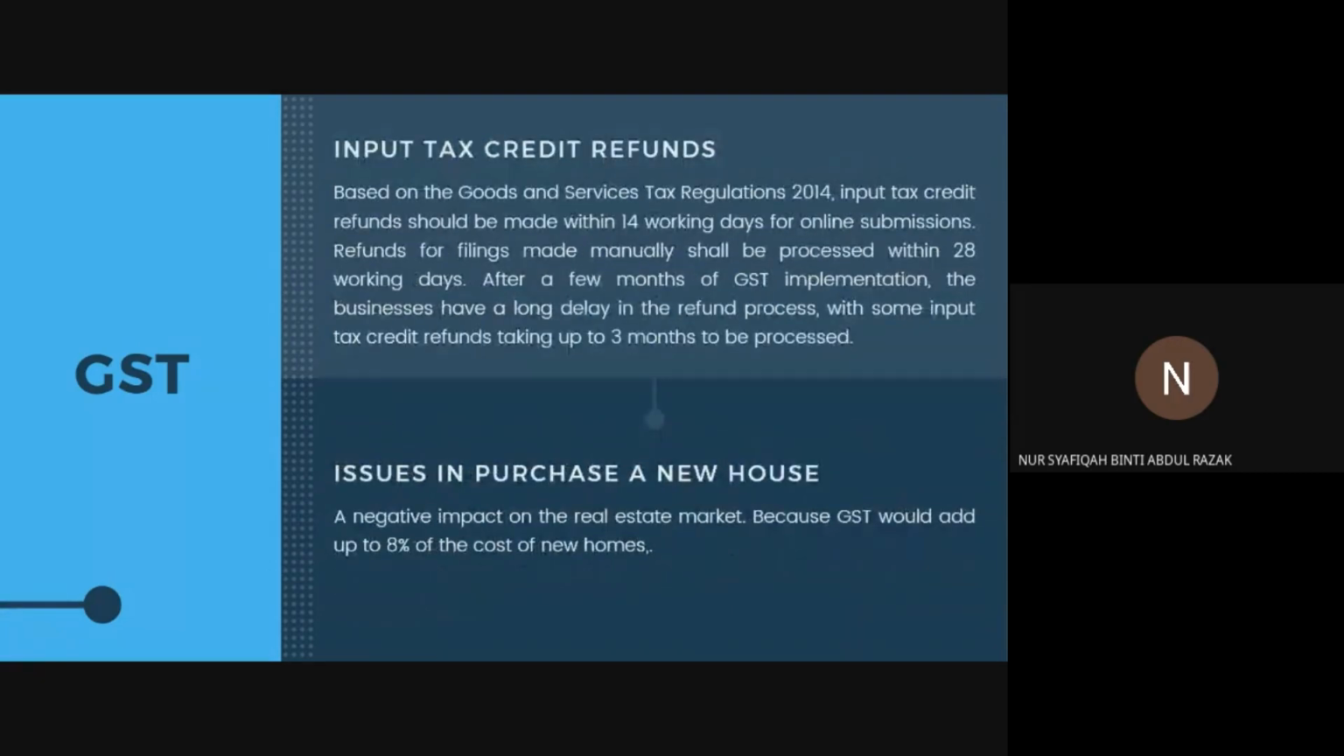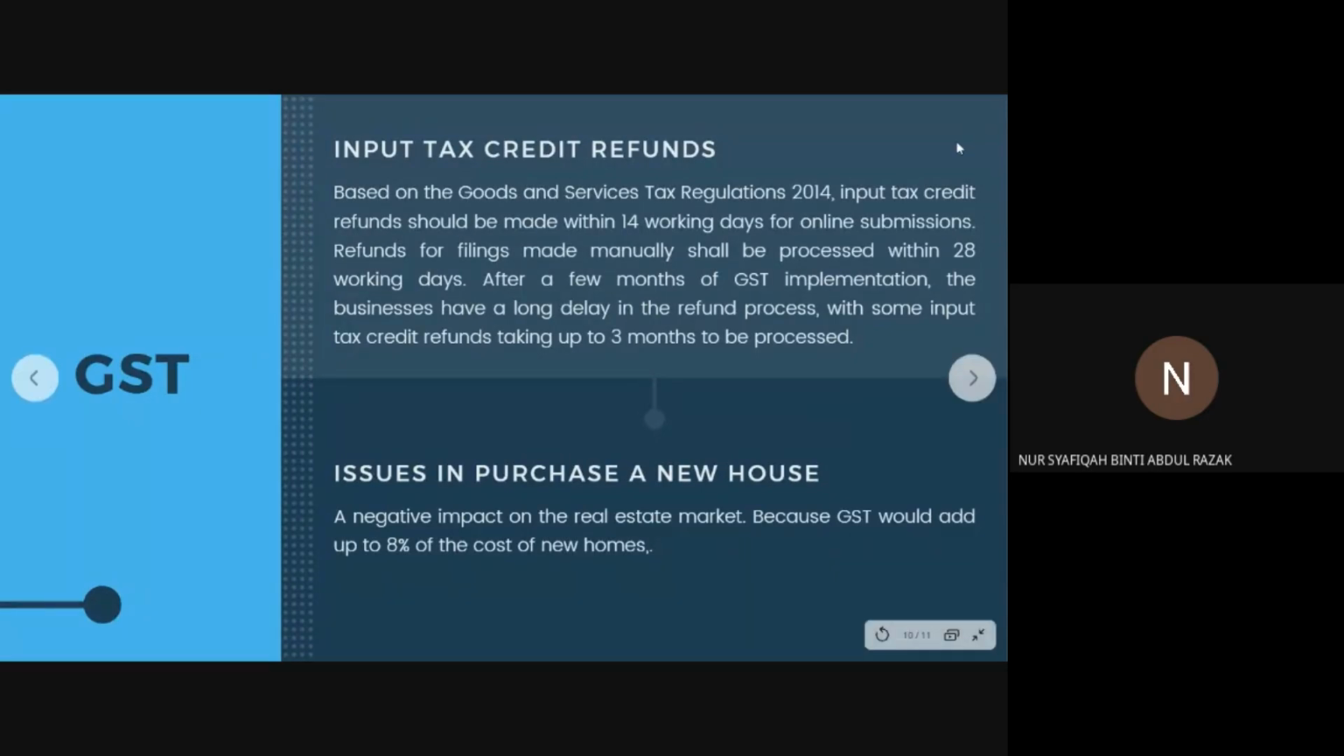Third point is input tax credit refund. Based on the GST regulation 2014, input tax credit refund should be made within 40 working days for online submission. Manual submission should be processed within 28 working days. However, after a few months following the GST implementation, the businesses have a long delay in the refund process, with some input tax credit refunds taking up to 3 months to be processed. This will directly impact the efficiency of our export sectors. Many businesses are affected by this problem because it has a big impact on cash flow.